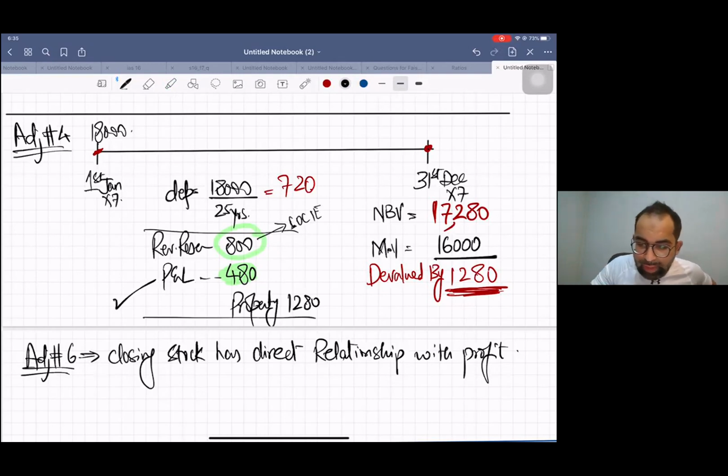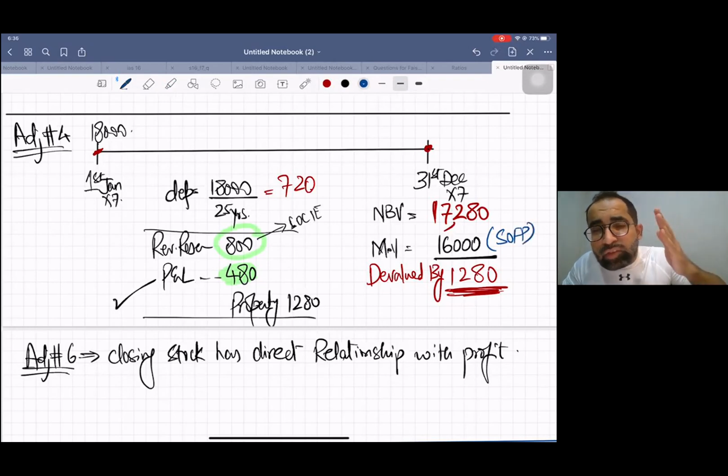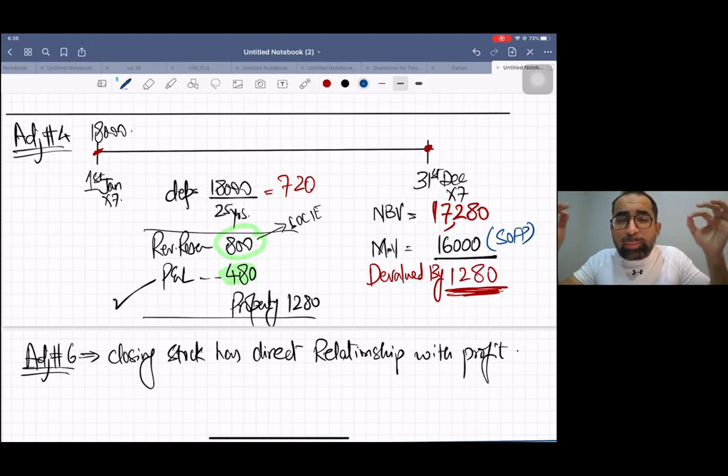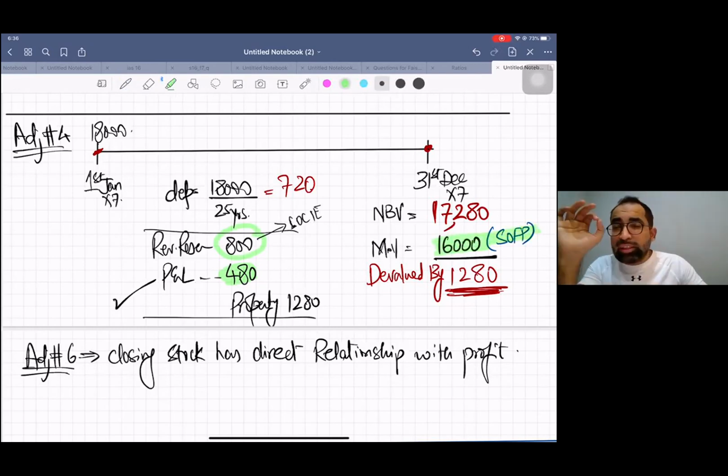Then finally, as you revalued the asset at the year end, revaluation means bringing the asset to market value. So this market value of 16,000 will go in SOFP.